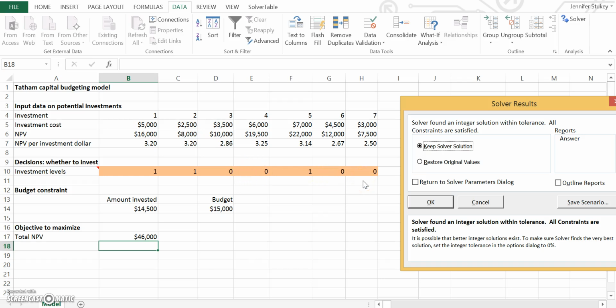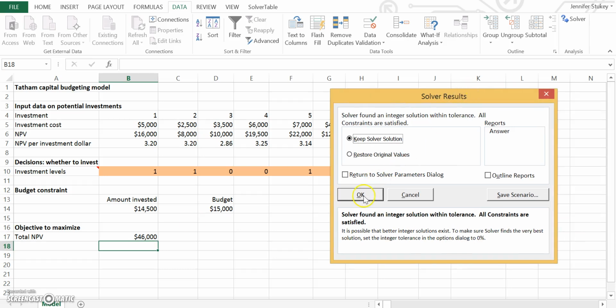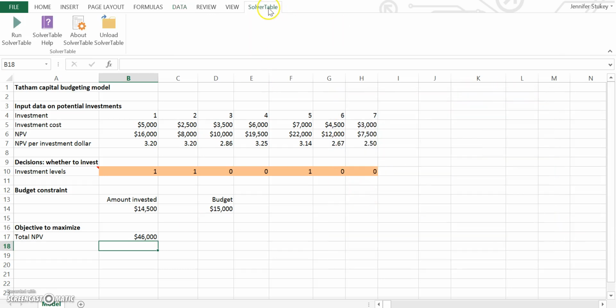You might even include a discussion because investment 4 that you're leaving off is actually the highest net present value per investment dollar. So you might include a justification for that. And then you would also want to discuss how much you actually ended up investing, which is $14,500, and what your total net present value is expected to be. You then would also want to discuss your solver table.